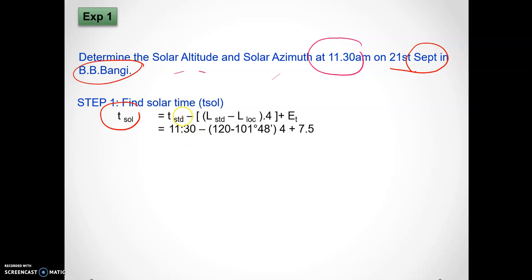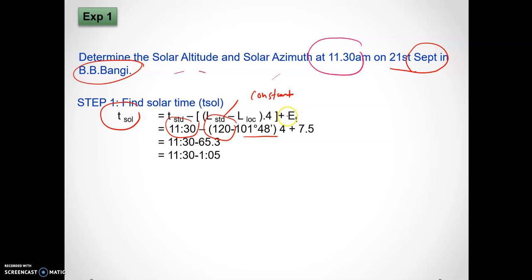So the time standard that is given is 11:30, and then 120 is constant, right? Then minus 101 degree 48 minute times 4 plus 7.5. So how to find the location here? Refer to the table of solar outdoor design condition of Bandar Baru Bangi. The location for Bandar Baru Bangi is 101 degree 48 minutes, and then for the ET, please look into the solar data for the 21st day of each month, which is September.